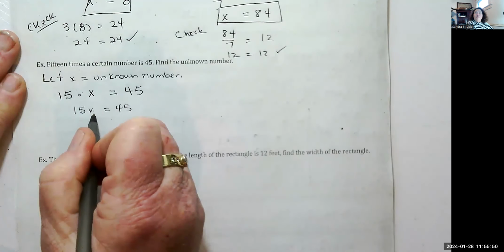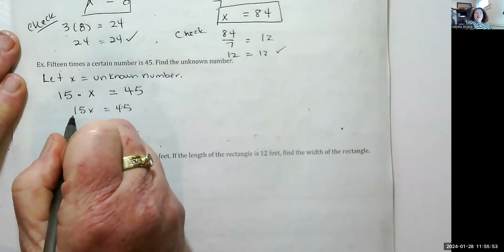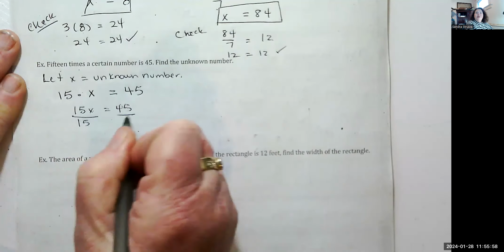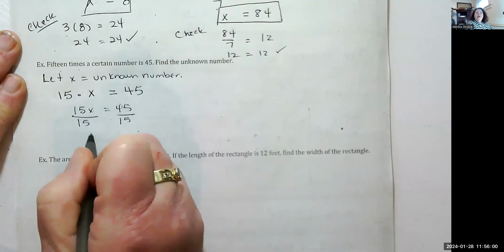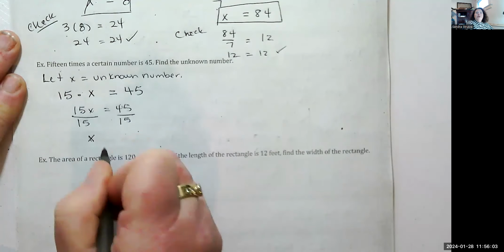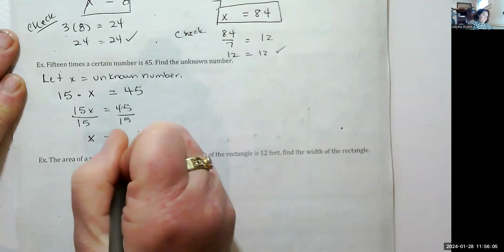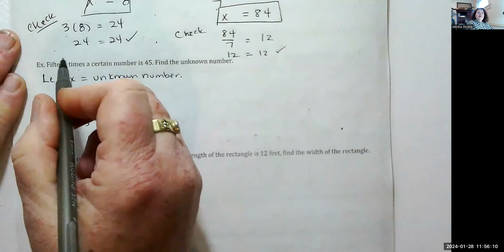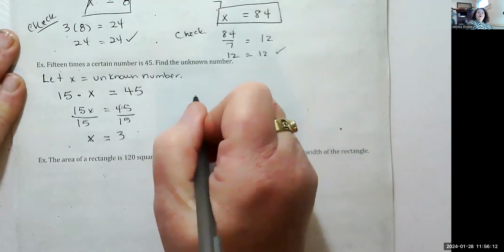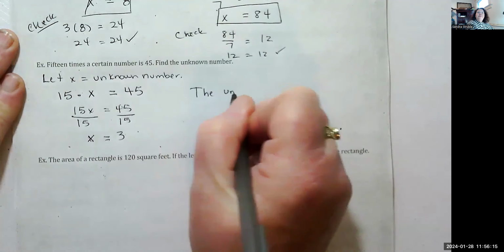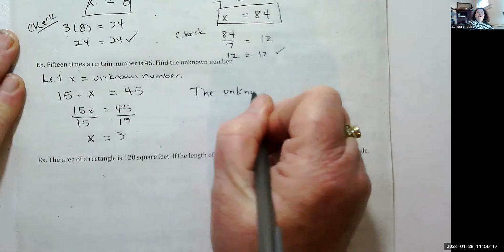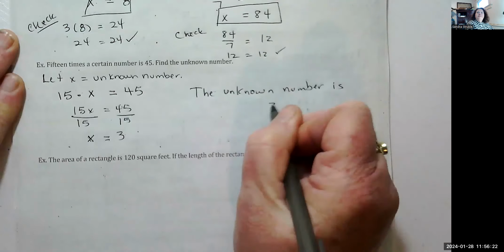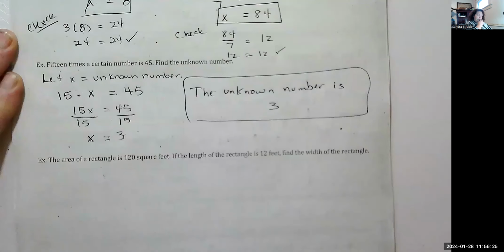Who's attached to x and how? Let's solve for x. 15 is attached by multiplication. The opposite of multiplication, or the inverse, is division. So we're going to divide both sides by 15 to keep everything equal. 15 divided by 15 is 1. So that's just x is equal to 3. So that's not my answer. It is a sentence word problem. So the unknown number, or certain number, however you want to call it, is 3. And that's the answer.